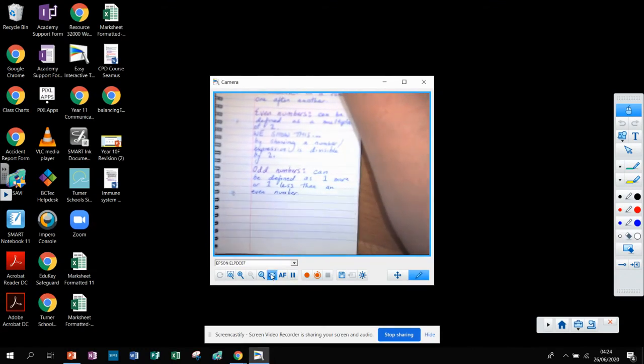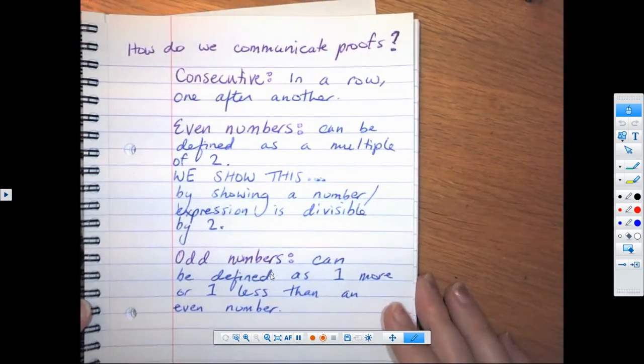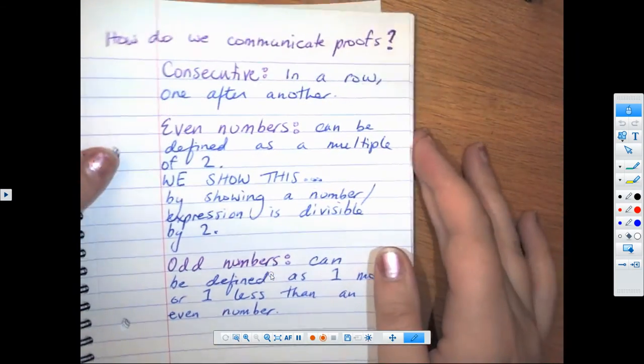Hi everyone, welcome to our next bit of proofs. Okay, we're going to look at how we communicate proofs further today.